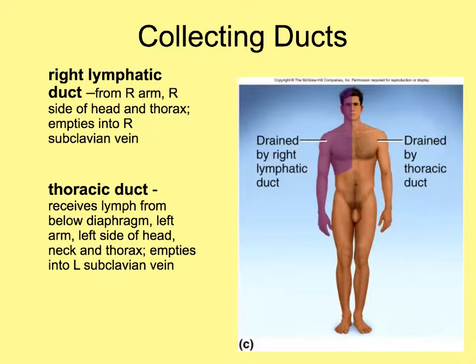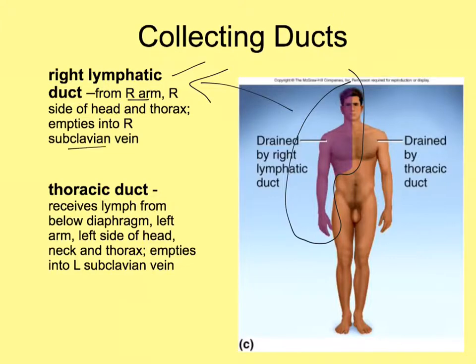So collecting ducts. These are the big ducts that are going to drain the lymph back into the bloodstream. And it's kind of weird the way it's divided up because it's not symmetrical. So the right lymphatic duct is coming from the right arm, the right side of the head. So every place that's purple on here, this is the right. The thorax, and it's going to dump into the right subclavian vein.